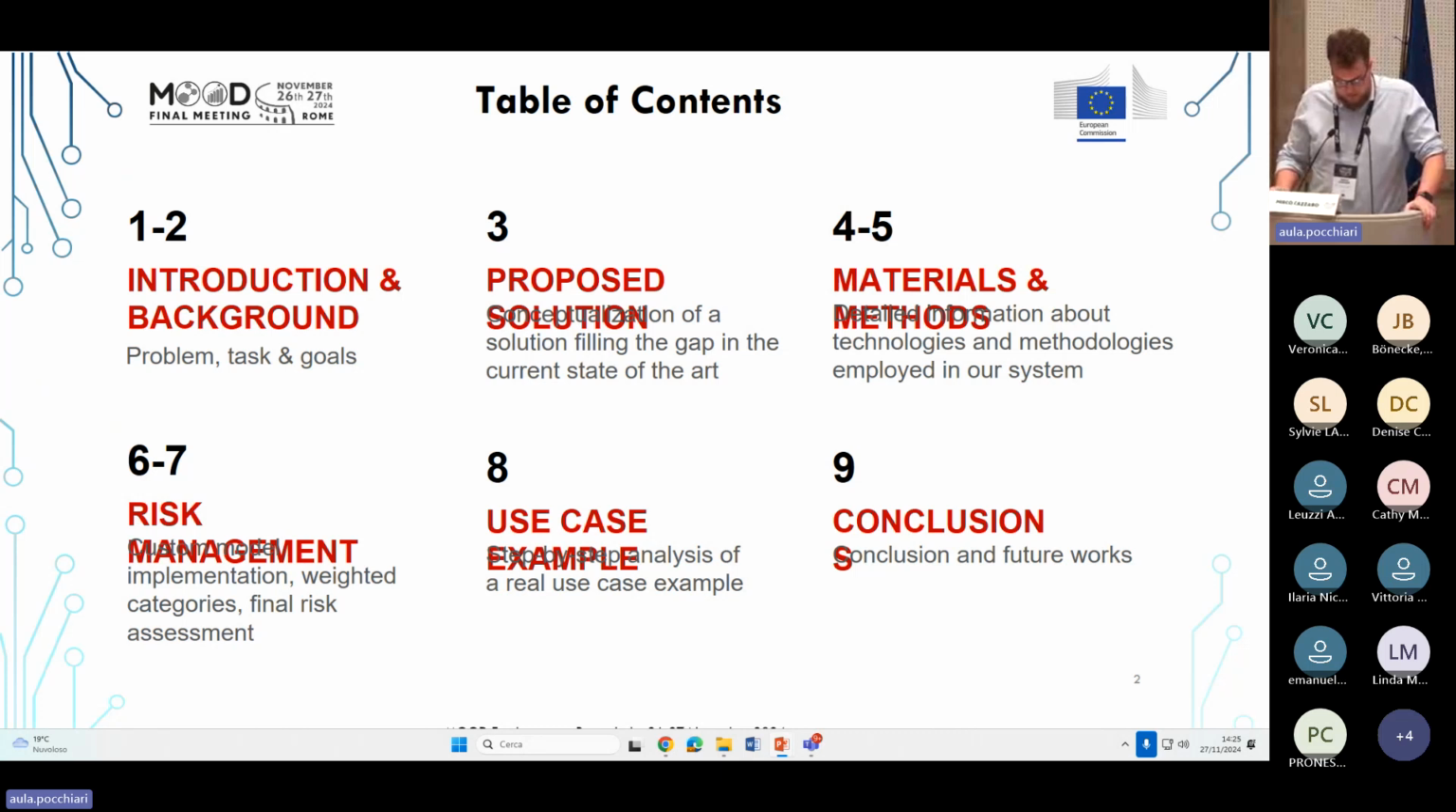We will start with an introduction and a background about the problem we aim to tackle. Then I will go on with the proposed solution that aims to fill the gap about the problem I'm going to present you. Sorry for the overlap of the text. I will present the material and methods we employed to implement our solution. I will delve into how we manage the risk, both in the sense of risk related to buffer zones and risk assessed after the route calculation. I will provide a use case example, and then I will derive a few conclusions.